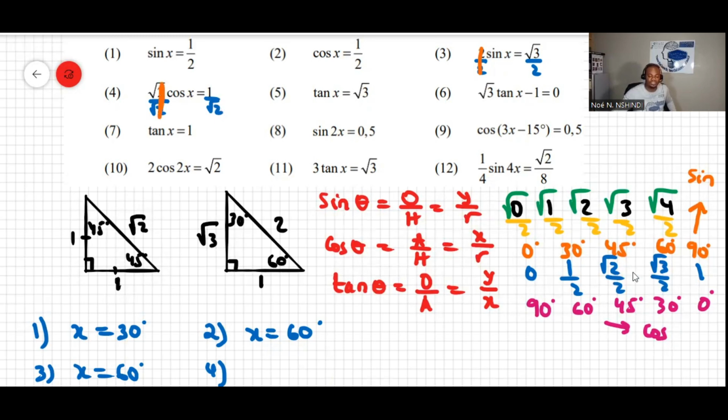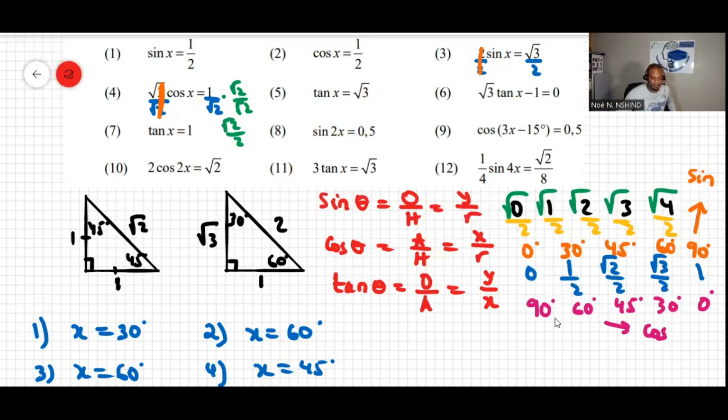So 1 over root 2, we can simplify it, rationalize it. We multiply 1 by root 2 over root 2, and then this makes root 2 over 2. So you can see root 2 over 2 is there, and that's equal to 45 degrees. So that means x will be 45 degrees, because it's cos, root 2 over 2 is going to be 45 degrees.